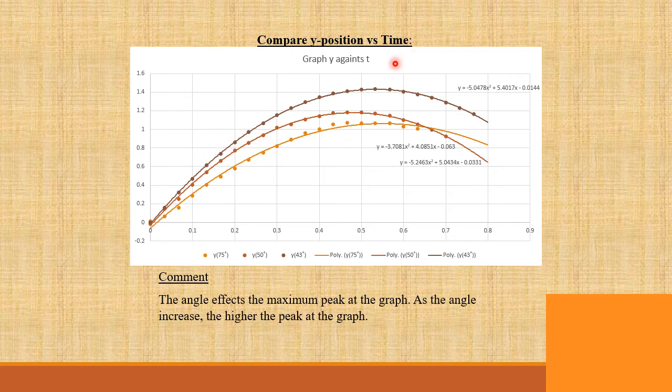Next, we want to look at y position versus time. For this graph, we want to compare the peak of each graph to each other. As shown here, we can conclude that the angle affects the maximum peak of the graph. As the angle increases, the higher the peak of the graph that we got. This is the polynomial equation for each graph, as you can see.